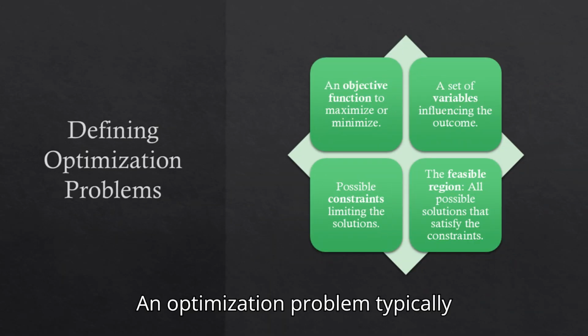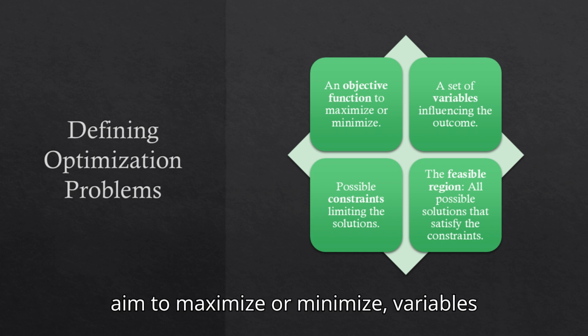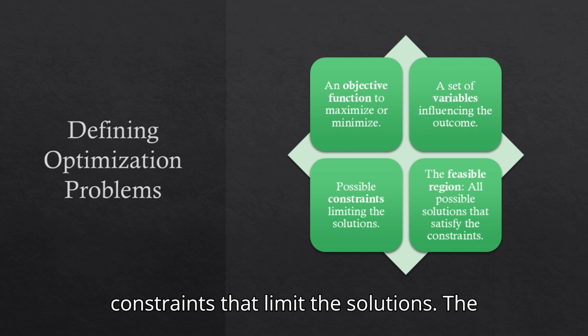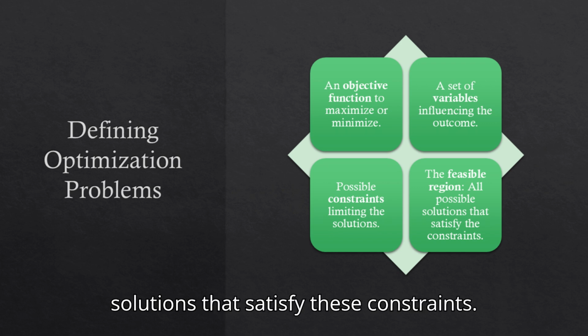An optimization problem typically consists of an objective function that we aim to maximize or minimize, variables that influence the outcome, and possibly constraints that limit the solutions. The feasible region represents all possible solutions that satisfy these constraints.